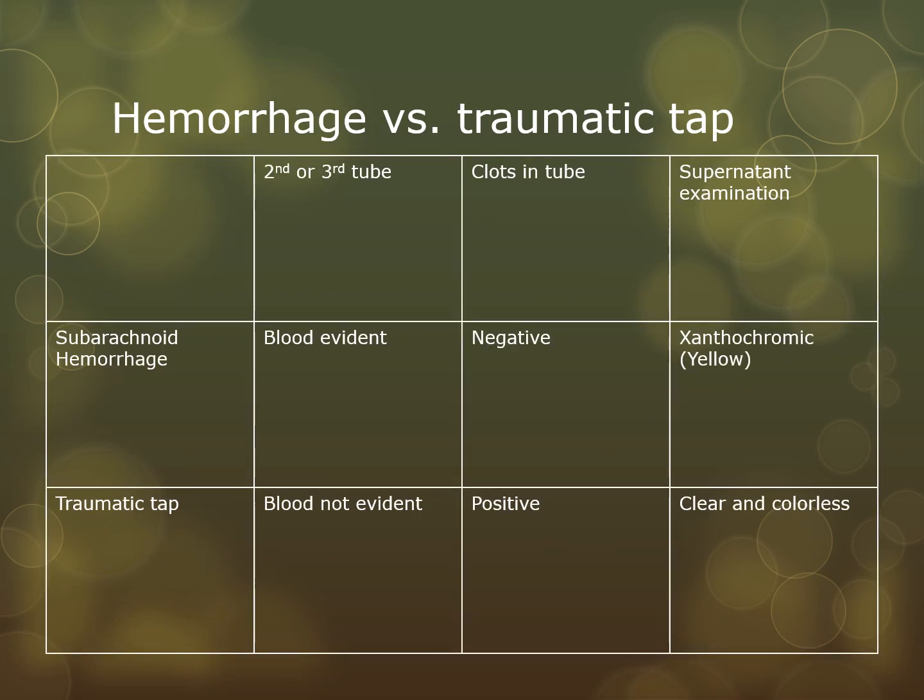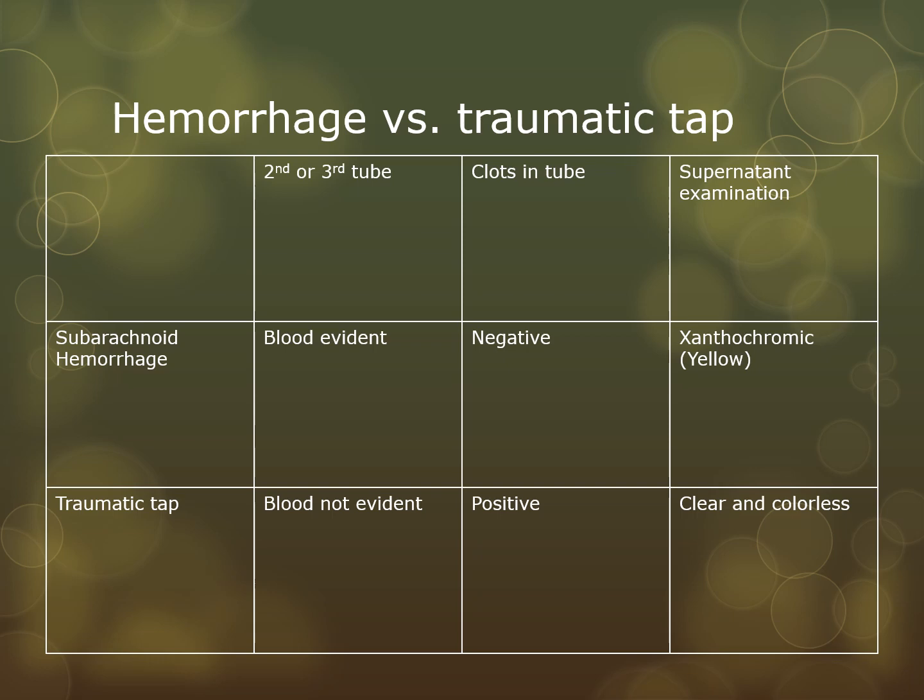Sometimes with the cerebral spinal fluid, we have to ask ourselves, is the person hemorrhaging, or is the spinal fluid looking weird because of a traumatic spinal tap? A subarachnoid hemorrhage is very, very serious, and you can see that there's blood evident in the second or third tube. In a traumatic tap, you're not going to have blood that carries over into the second and third tube. You could have clots in the tube for a traumatic tap, but you're not necessarily going to see clots in the tube with a subarachnoid hemorrhage.